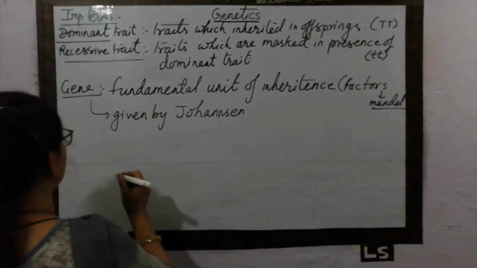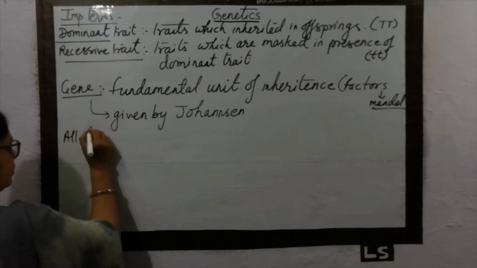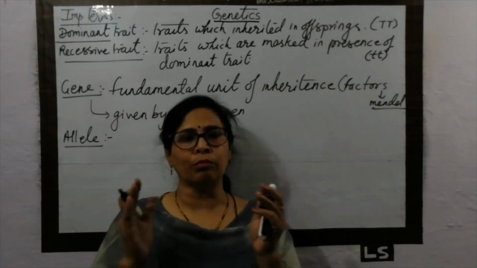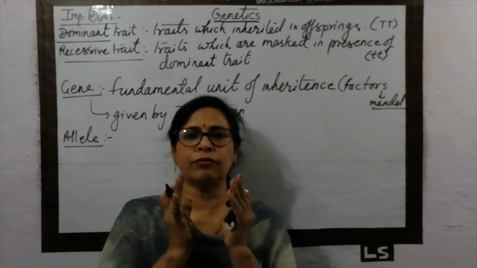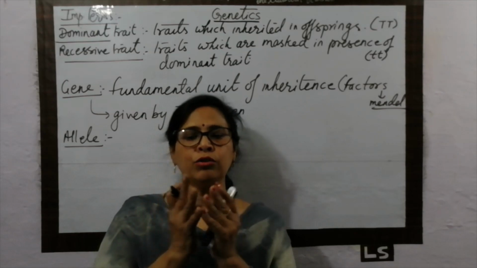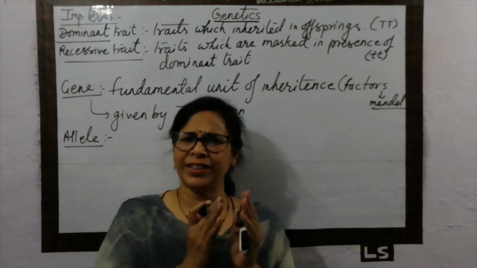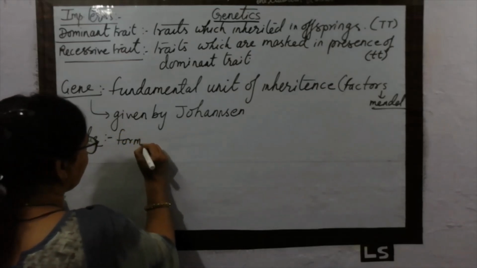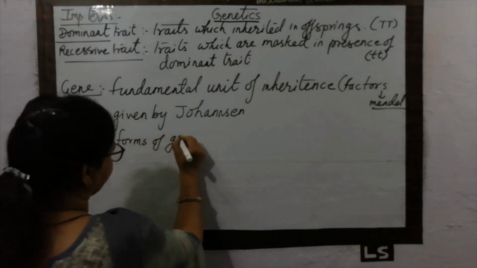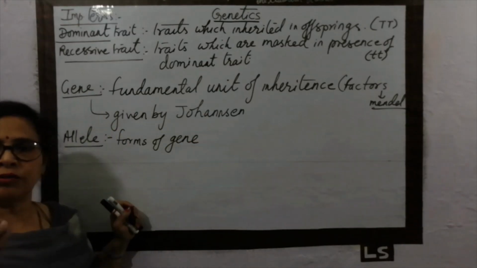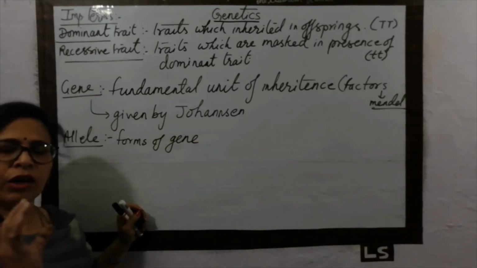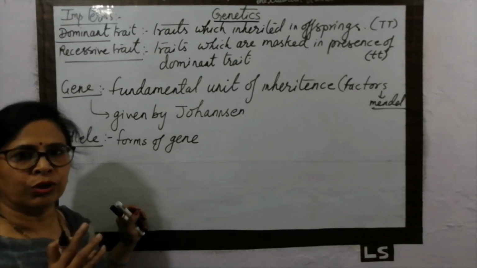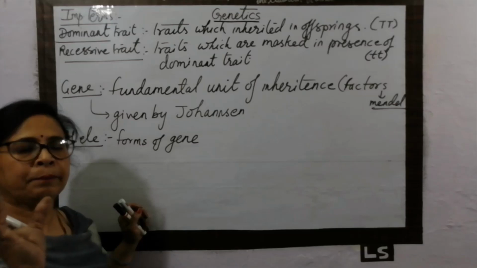What is next? Allele. What is an allele? It is the form of a gene. There are two forms of the gene. The forms of a gene are called alleles. Genes are always placed in pairs of two, and that form of gene is called the allele.